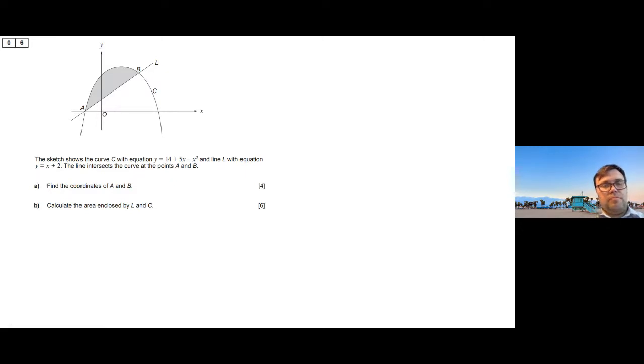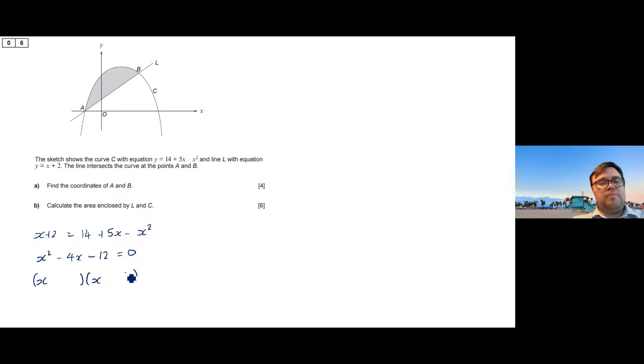If y is equal to both of them, you can say that x plus 2 is equal to 14 plus 5x minus x squared. Rearranging this, bring the x squared over to make it positive: x squared minus 4x minus 12 equals 0. In doing so, again, factorize, or use the quadratic formula; it makes no difference as long as there is a technique.